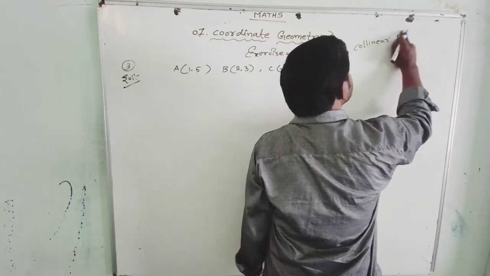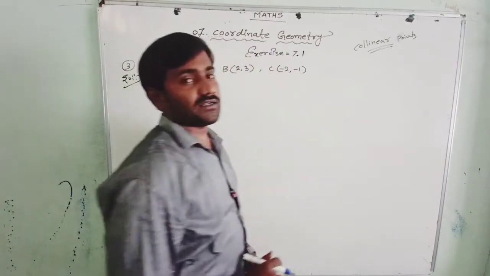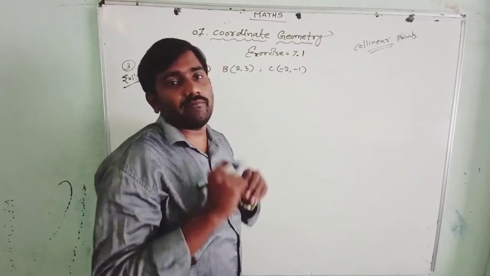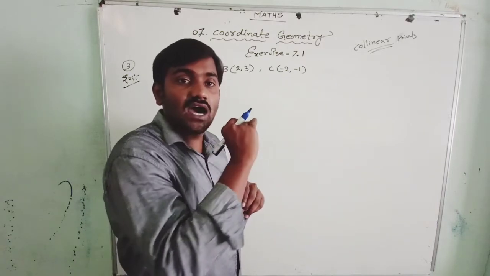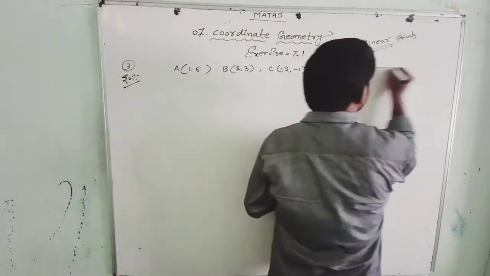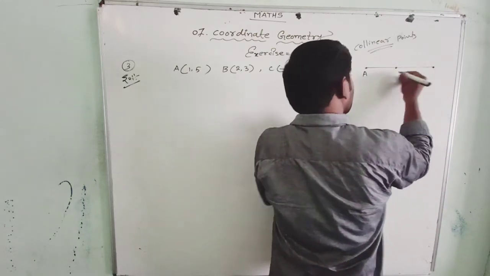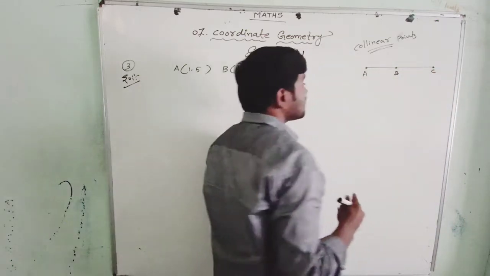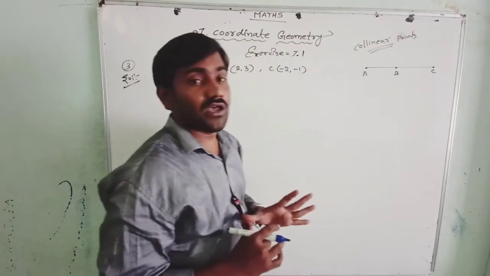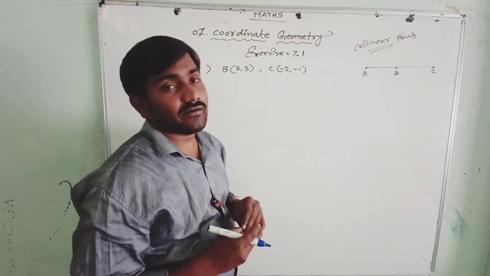What is the meaning of collinear points? Let us learn first. If more than 2 points lie on the same line, the points are known as collinear points. More than 2 points. See, points A, B, C. These 3 points are lying on the same line. So these 3 points are known as collinear points.